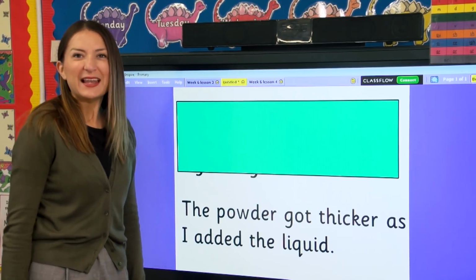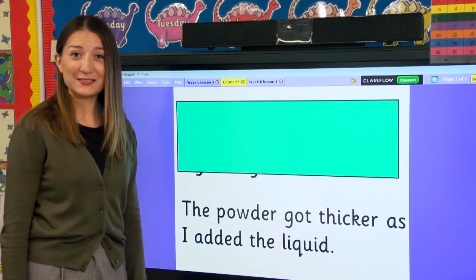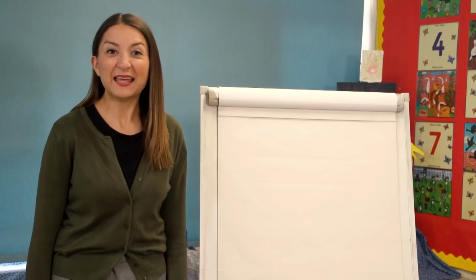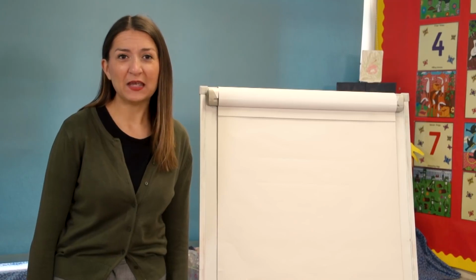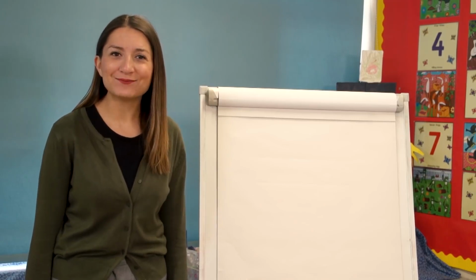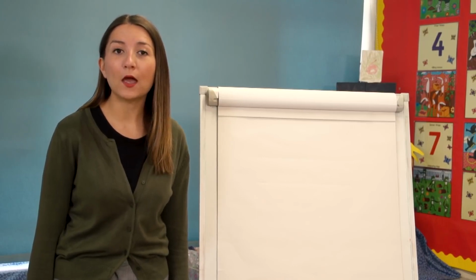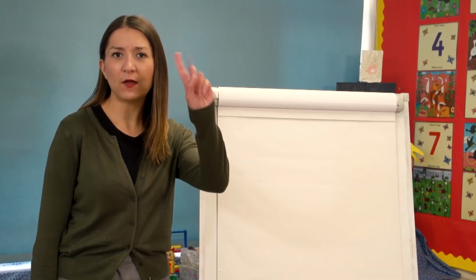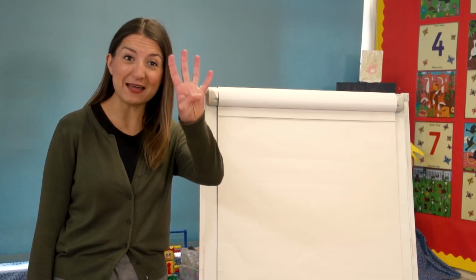Well done, children. Let's finish by spelling some words, because if you can read a word, then you can have a go at spelling it. You will need your paper and something to write with. Let's spell two longer words with our review sounds. Let's spell farmer. Segment the sounds with me. F-ar-m-er. Let's count how many sounds there are. F, ar, m, er. That's four sounds.